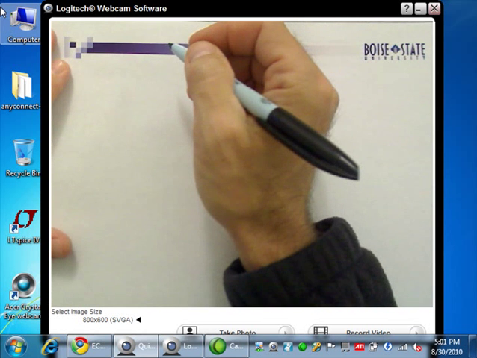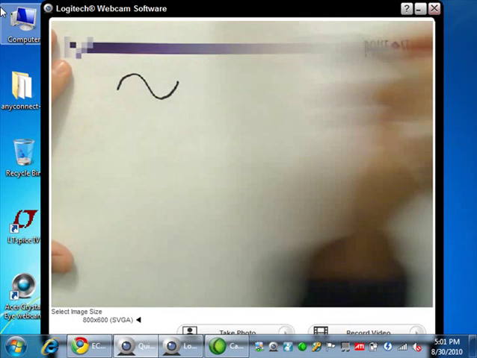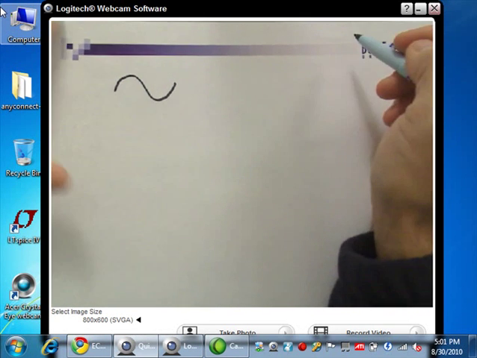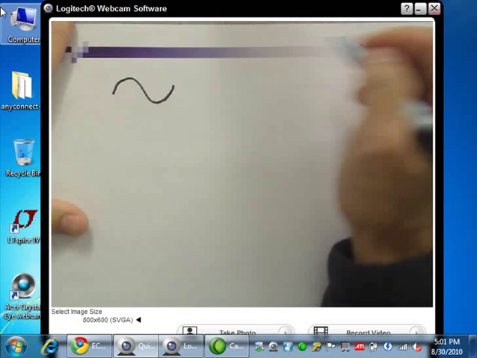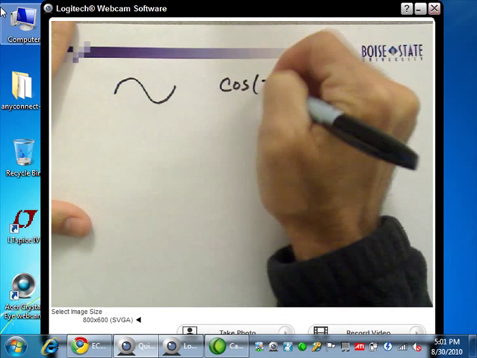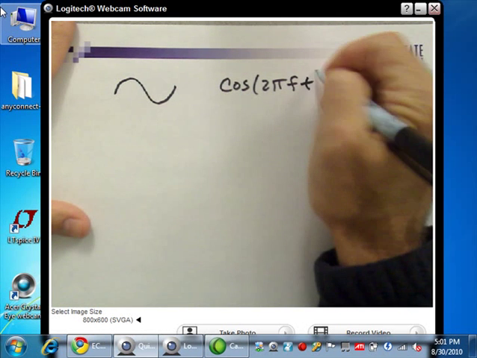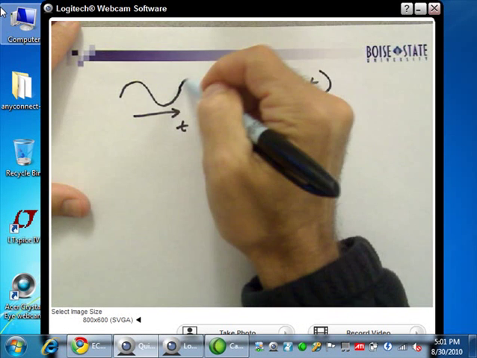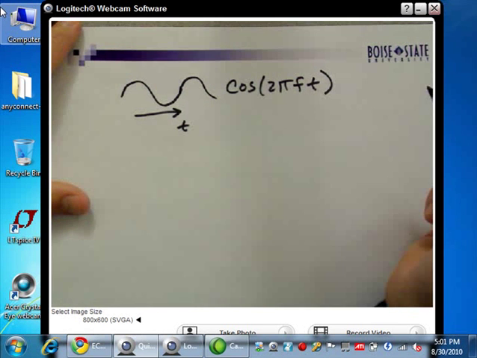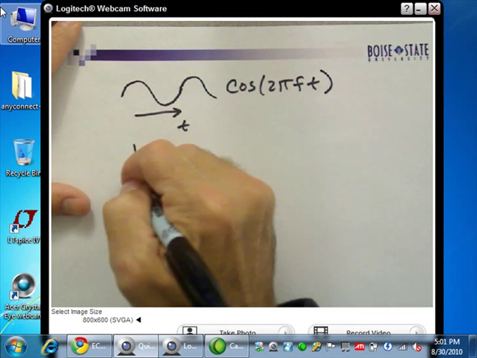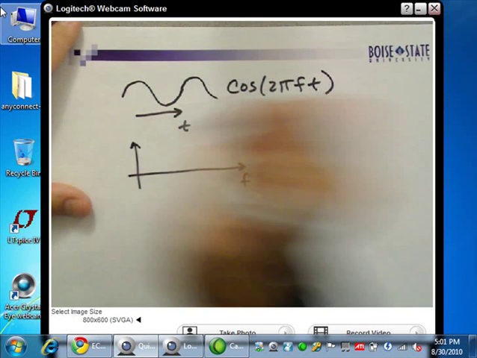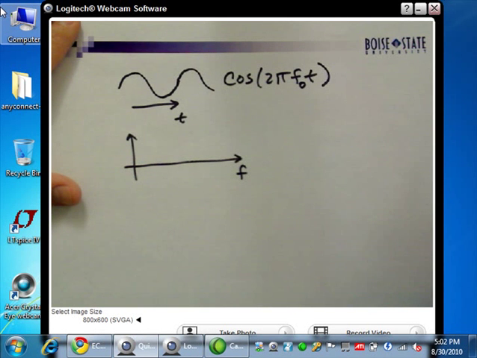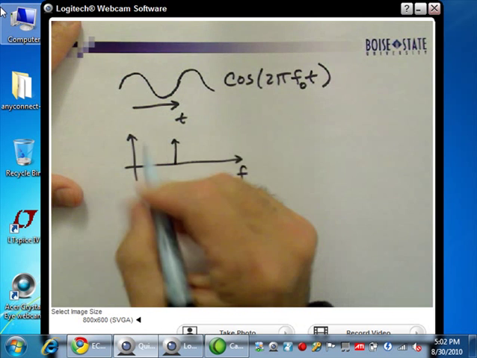So let's just take a sinusoid. It could be a cosine or a sine. The only difference is a phase shift, right? So if I take this sinusoid, I write it in the time domain as cosine of 2 pi f t. Now I want to represent the same signal in the frequency domain, and let's just call that f0. How do I represent that signal in the frequency domain? Yeah, just an impulse at f0.